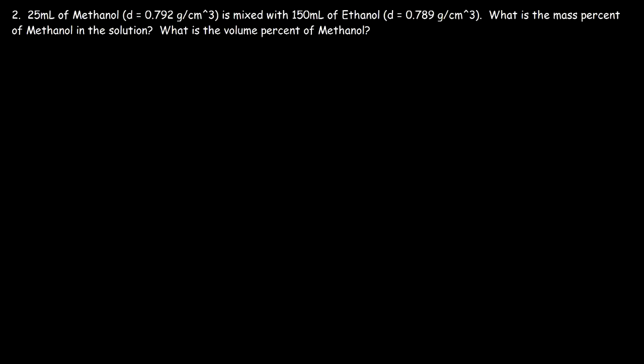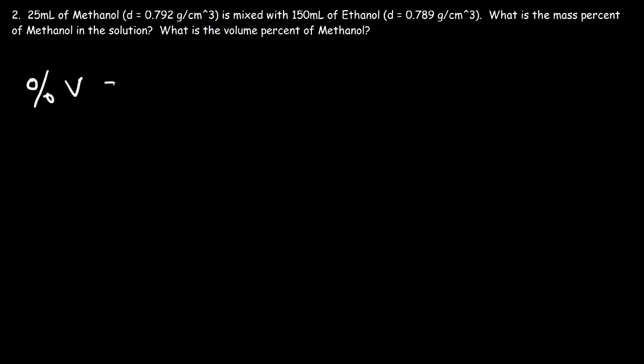Now let's move on to number 2. 25 milliliters of methanol is mixed with 150 milliliters of ethanol. What is the mass percent of methanol in the solution? And what is the volume percent of methanol? Well, let's focus on the volume percent first because it's a lot easier to find.